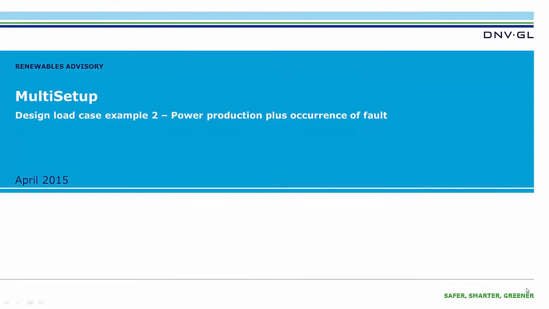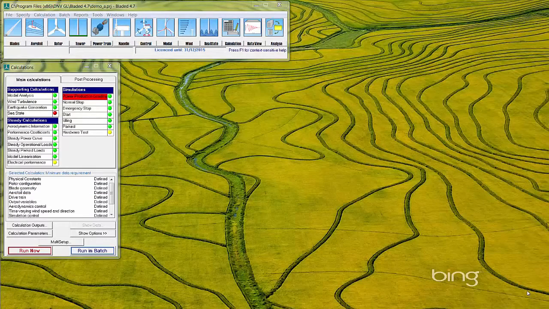In this tutorial video, I will demonstrate setting up load calculations investigating fault conditions. We begin by setting up the base project. We will simulate power production loading with a variety of different fault cases. The fault cases will be switched on and off within MultiSetup.